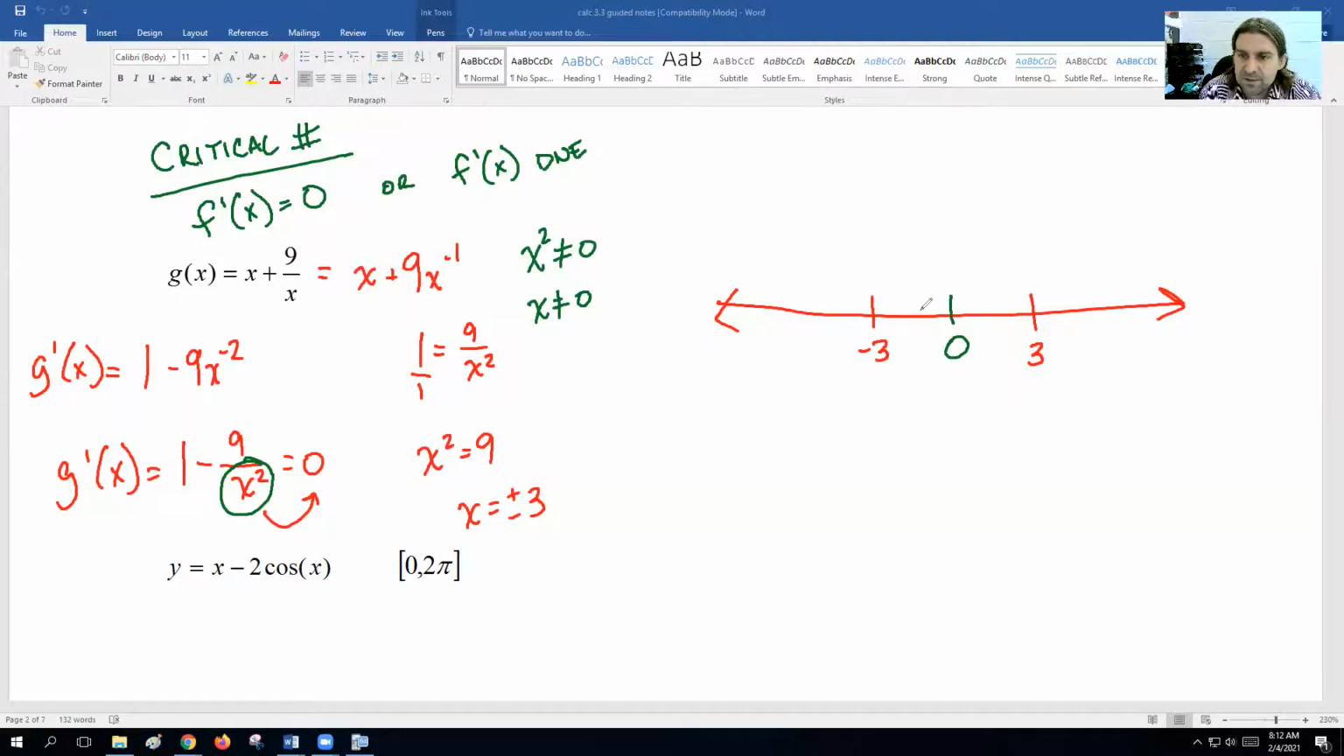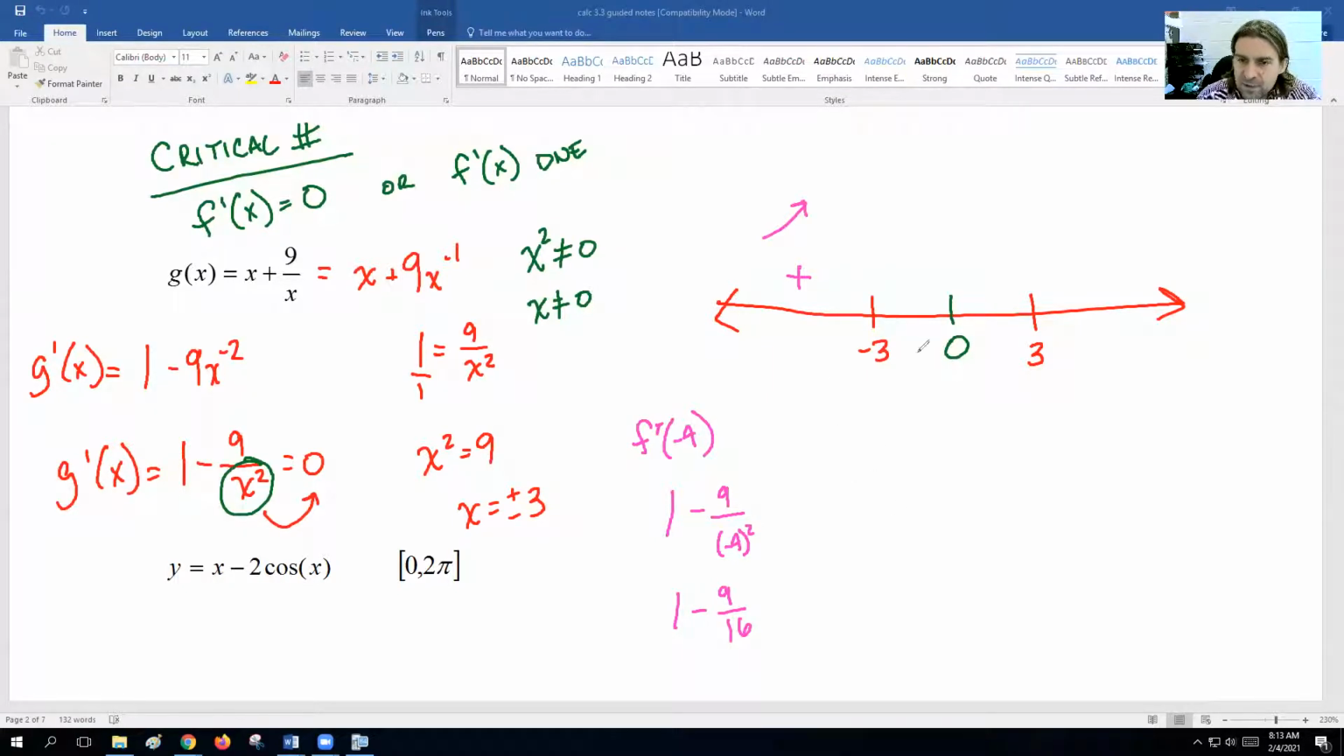Okay, so let's pick some numbers in these ranges so we can plug in. I'm going to pick f prime of -4. What's 1 minus 9 over -4 squared? If we plug that in, that's 1 minus 9 over 16. I don't know exactly what this is, but I know that number is less than 1, and if I take 1 minus that, we would get a positive number. So that means the graph is going up.